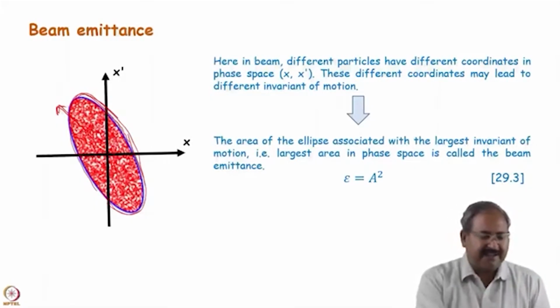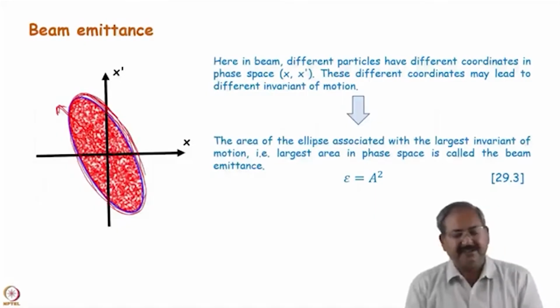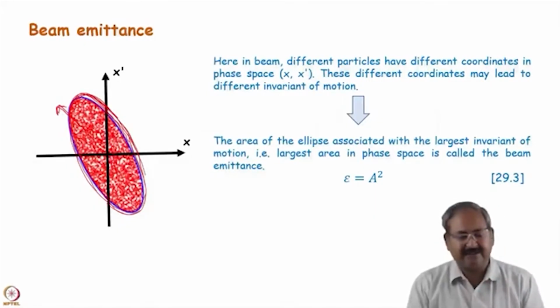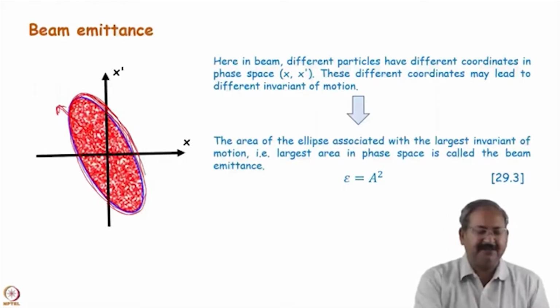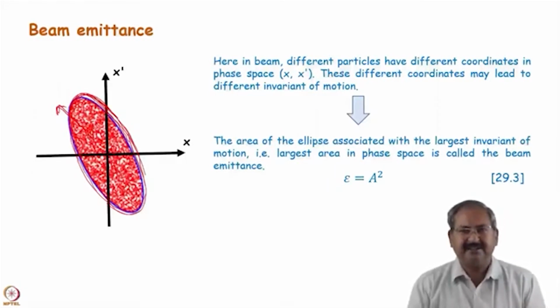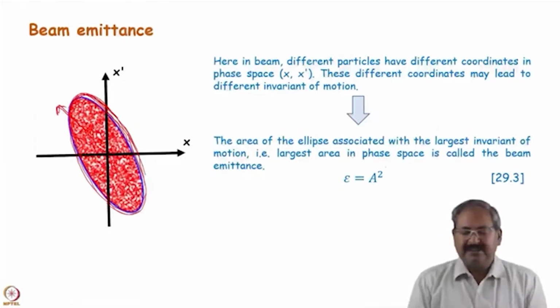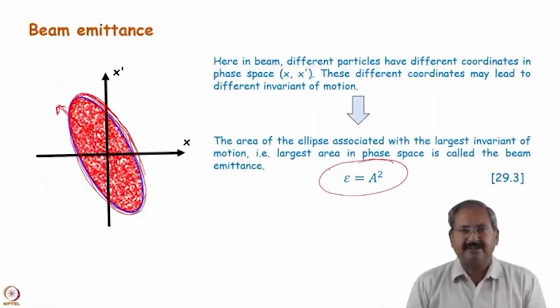So this largest area, which is defined by the outermost particle at a certain location, is known as beam emittance. So we have many different initial conditions, and we choose which initial condition in a beam leads to the largest invariant of motion, and that largest value of the invariant of motion is known as beam emittance. So this beam emittance is a very important parameter in accelerator physics.